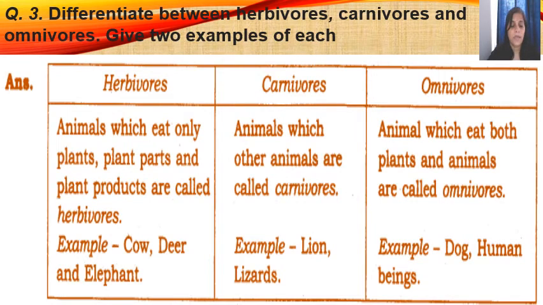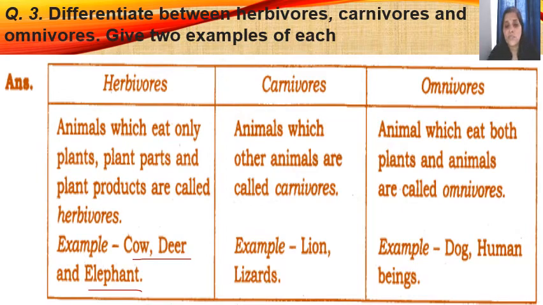Question number 3. Differentiate between herbivores, carnivores, and omnivores, and give two examples of each. You have to give the examples of herbivores, carnivores, and omnivores, and you have to write the difference between the three. I think it's very easy for all of us. Herbivores are animals which eat only plants or plant products. The examples are cow, deer, elephant. Very easy examples, and I think these animals have been named since grade 1.